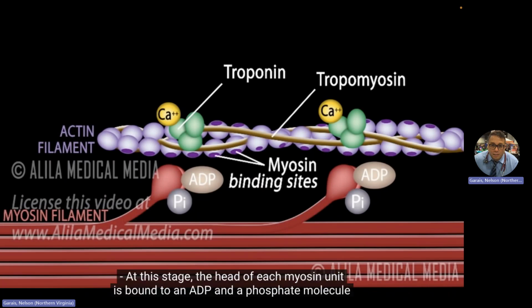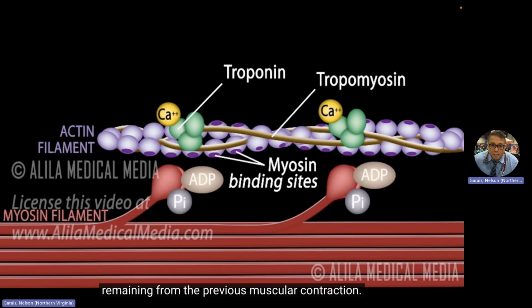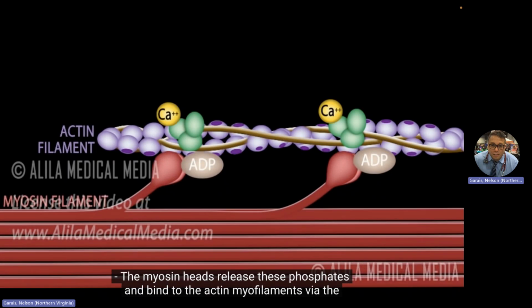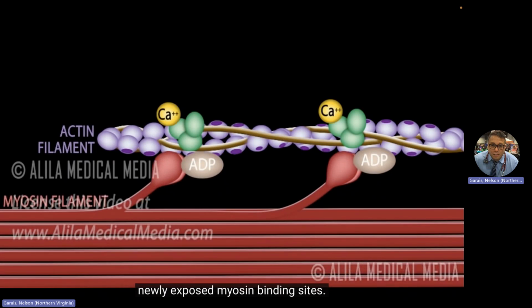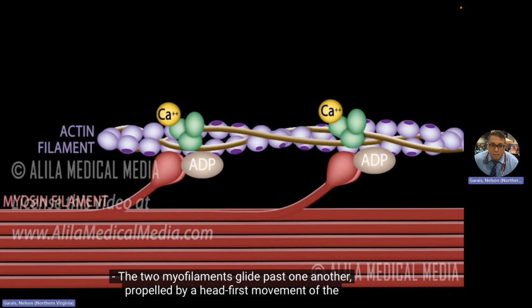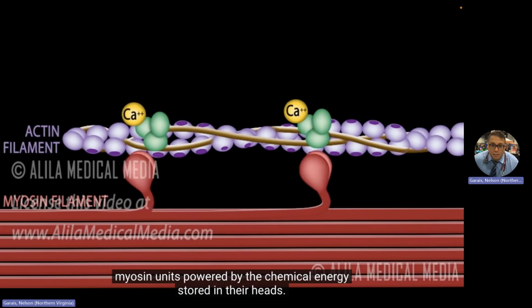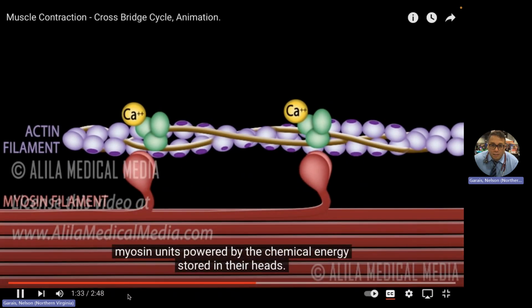At this stage, the head of each myosin unit is bound to an ADP and a phosphate molecule remaining from the previous muscular contraction. The myosin heads release these phosphates and bind to the actin myofilaments via the newly exposed myosin binding sites. The two myofilaments glide past one another, propelled by a head-first movement of the myosin units, powered by the chemical energy stored in their heads. And this is called the power stroke.